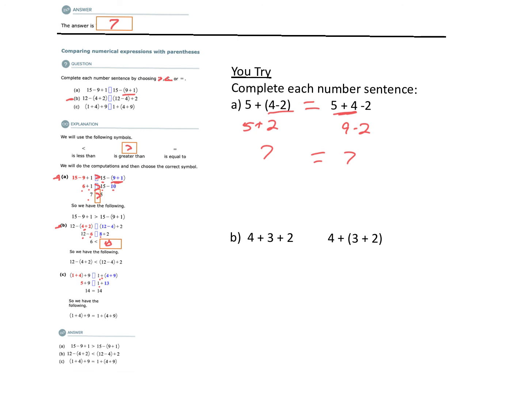The next one. 4 plus 3 plus 2. 4 plus 3 first, because we read left to right, so we add or subtract left to right. 9. Second one, 3 plus 2 first, because it's in parentheses. 9. 9 equaled 9.